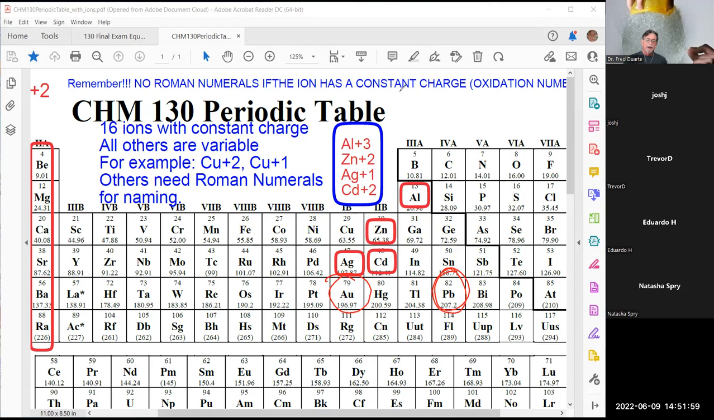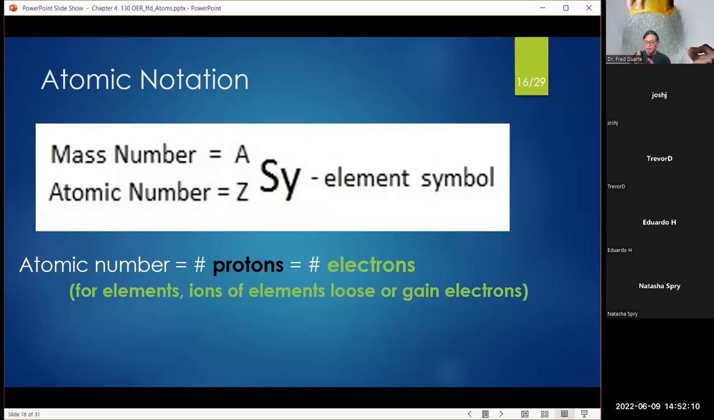But then if you find how to make gold, then gold will be worthless because you can make it and it won't be worth as much. All right, so let's go back here. So atomic number tells you how many protons and how many electrons.